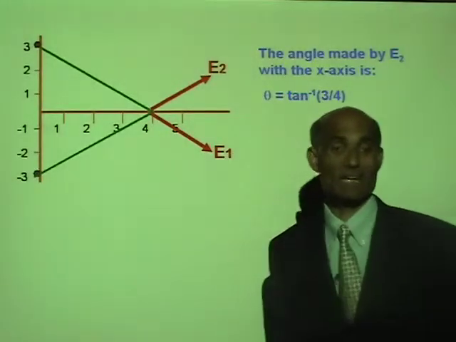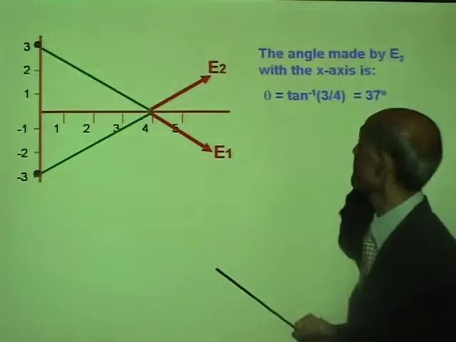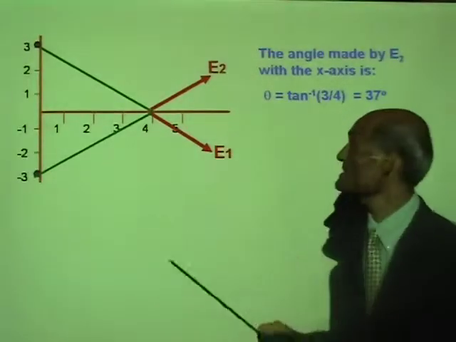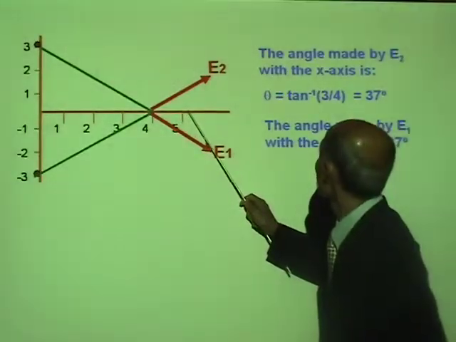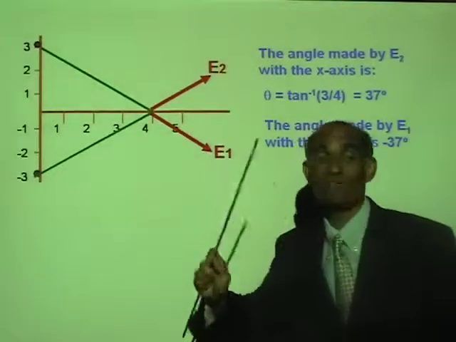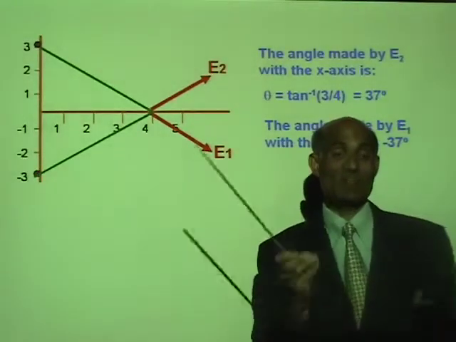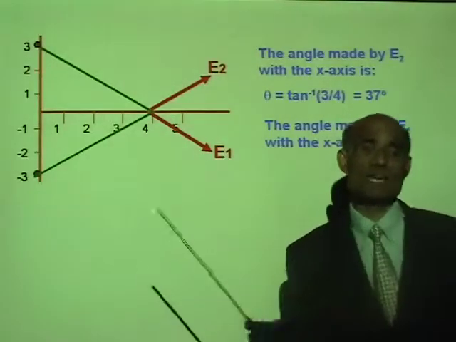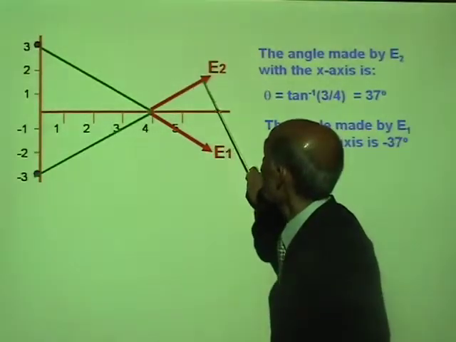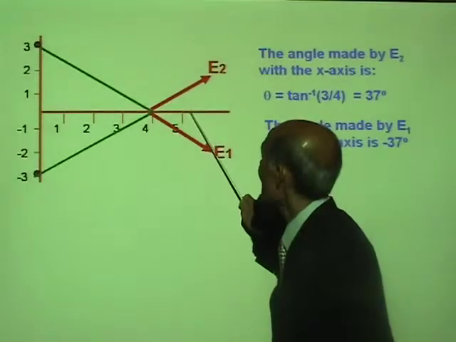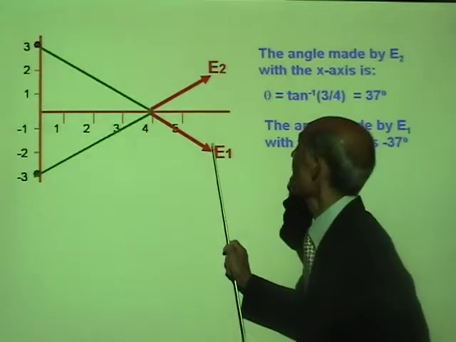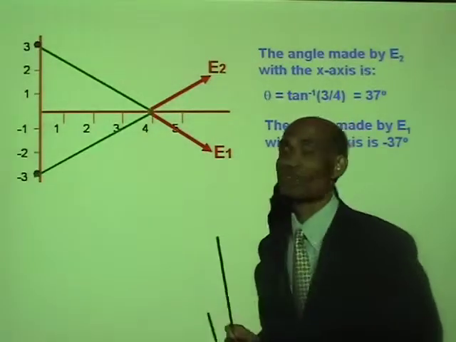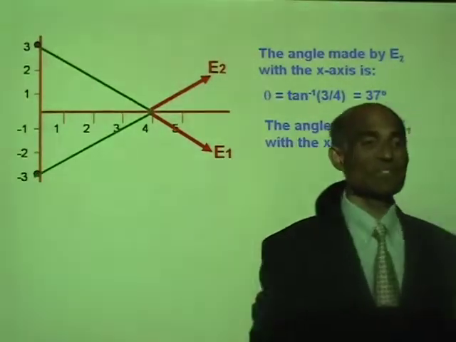And do that on your calculator. Tell me what that is. That's approximately 37 degrees. And the angle made by E1 then will be negative 37 degrees. The magnitude will be the same. So the angle made by E2 with the x-axis is 37 degrees, and the angle made by E1 with the x-axis will be negative 37 degrees.